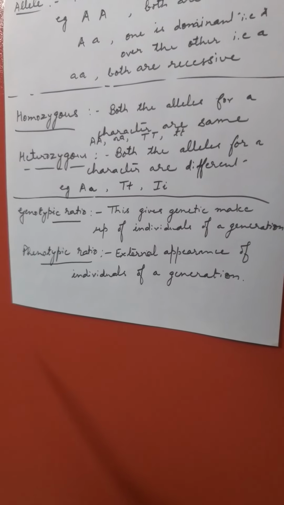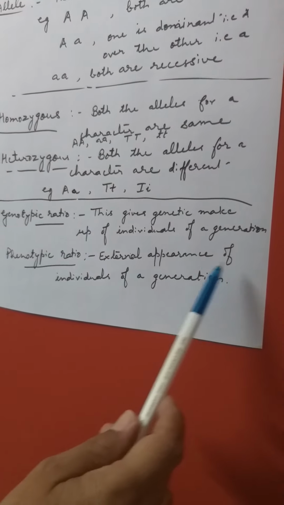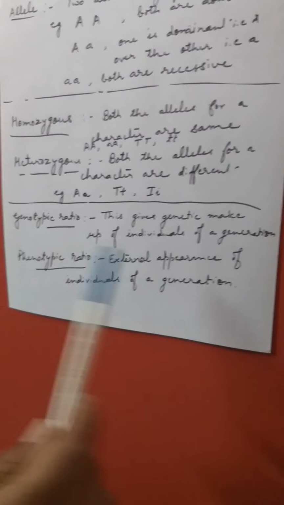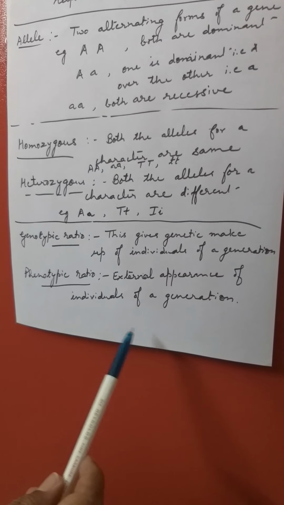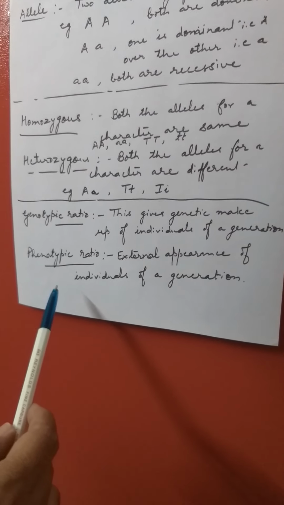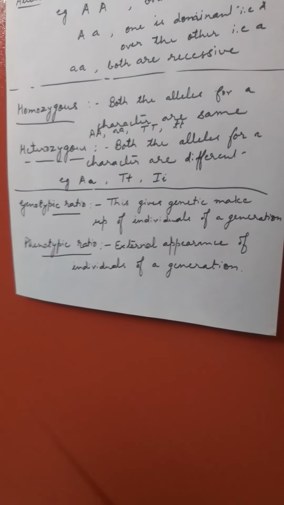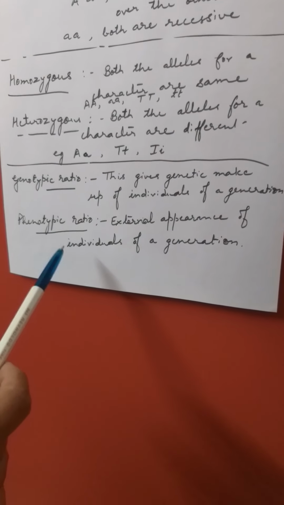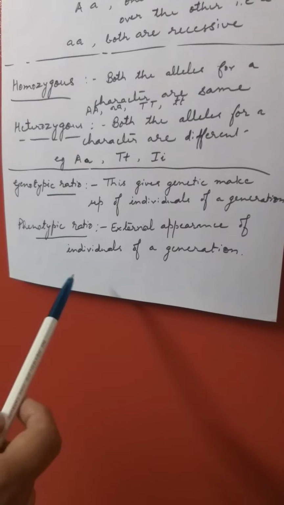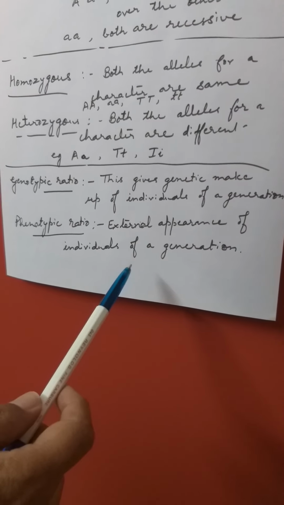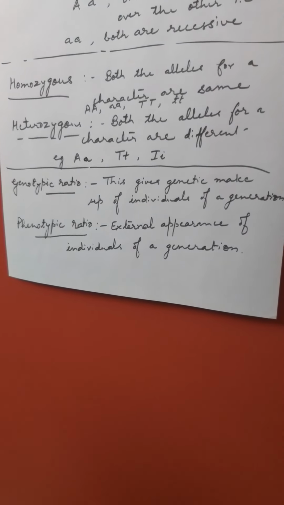Then comes the phenotypic ratio. This is the external appearance of individuals of a generation. Again, in that checker board, the ratio is 3 is to 1. We will be more familiar with genotypic and phenotypic ratio as and when we do more crosses for Mendel, like we did yesterday, the law of dominance with the help of a cross.